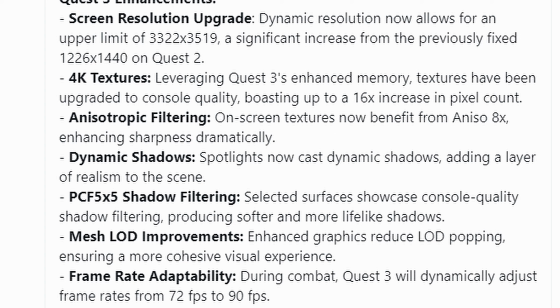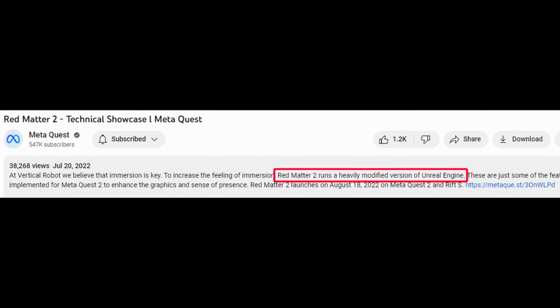Alright, the next thing is mesh level of detail improvement. Basically mesh LOD, this is currently short for improvements. In the context of the Quest 3 and Red Matter 2 games we are talking about here, it refers to improvements in the way the game's 3D models are rendered. LOD stands for level of detail and is a technique used to reduce the complexity of 3D models as they move further away from the player. And by the way, if you wondered, Red Matter 2 runs on a heavily modified version of Unreal Engine.